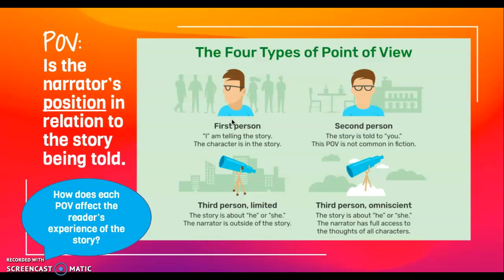But of course, each of these provide us with a very unique experience of a story. And so authors always have to make a very important decision at the beginning of their writing process. Who's going to be that narrative voice?